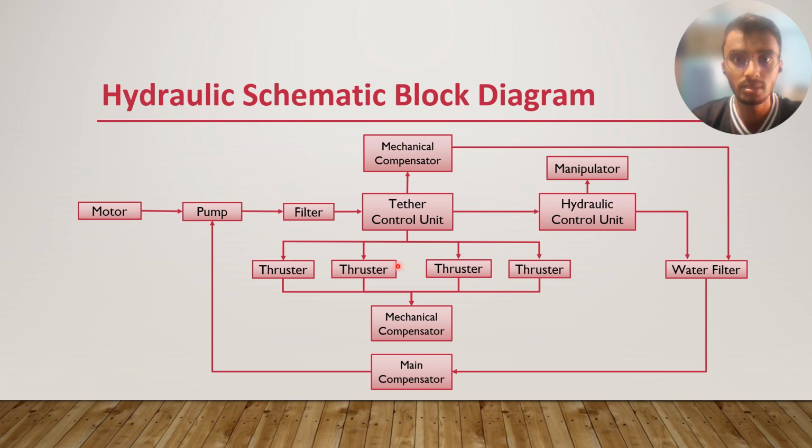From the TCU, the line to the mechanical compensator will go to the water filter, and from the TCU to the HCU it will move the manipulator and then go to the water filter. At the water filter it will filter the water from the hydraulic oil in the system. Then from the water filter it will go to the main compensator. Then from the main compensator it will go back to the pump. That's how the cycle will continue until the ROV stops.